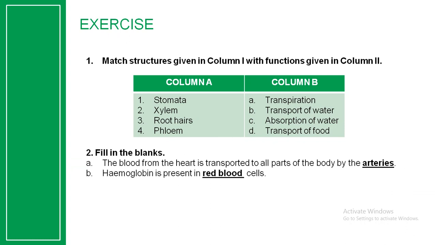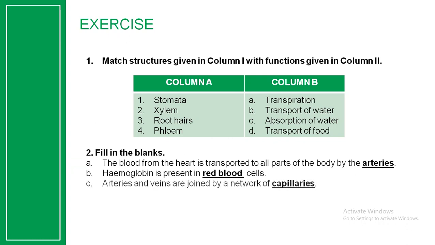Second one is hemoglobin is present in dash cells. So only one cell was there which consists of a color pigment, and that is the red blood cell. The color pigment name is hemoglobin.